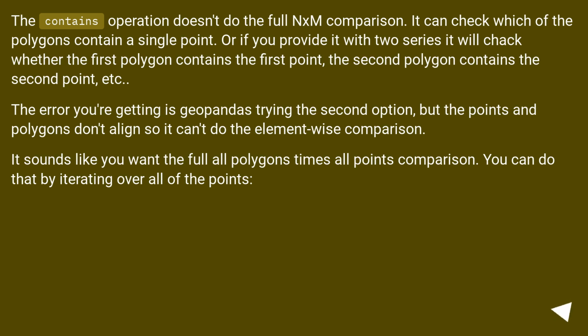The contains operation doesn't do the full NxM comparison. It can check which of the polygons contain a single point. Or if you provide it with two series, it will check whether the first polygon contains the first point, the second polygon contains the second point, etc. The error you're getting is GeoPandas trying the second option, but the points and polygons don't align, so it can't do the element-wise comparison. It sounds like you want the full all polygons times all points comparison. You can do that by iterating over all of the points.